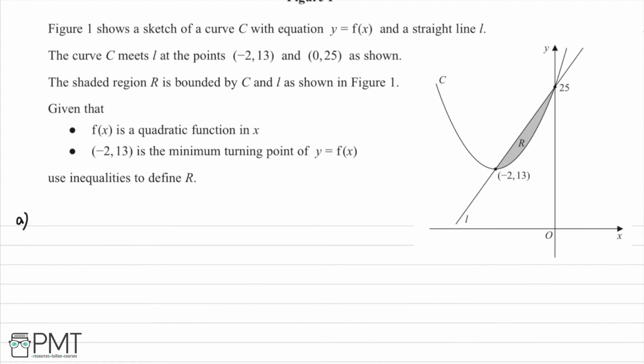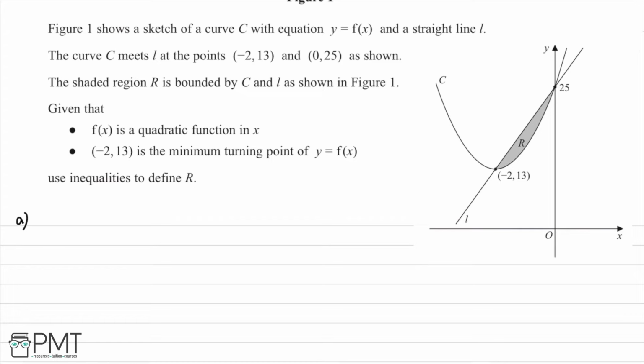So for 5 marks, we're shown a figure which has a sketch of a curve C with the equation y is equal to f of x, which we can see is the parabola-like shape here. And then we're also told we have a straight line, which is denoted by L. We're told that the curve C meets L at the points (-2, 13) and (0, 25). And we're told that the shaded region R, which is this region here, is bounded by C and L.